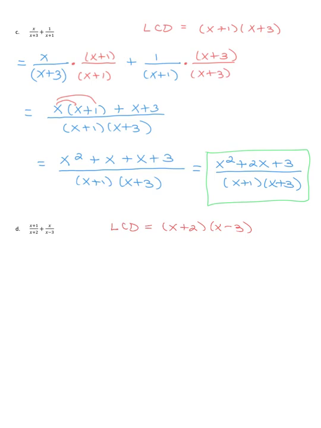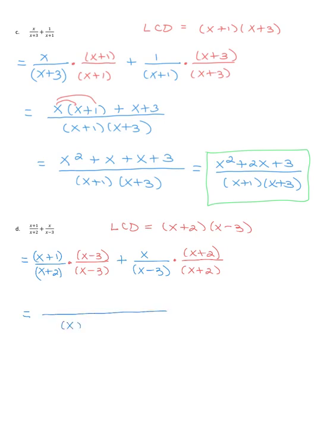So what I will do is take the first fraction. I'm going to put parentheses around the factors, but then multiply in what is missing, which is the x minus 3. I then have x over x minus 3, and I'm going to multiply in the x plus 2. So this means I have a least common denominator of x plus 2 times x minus 3.